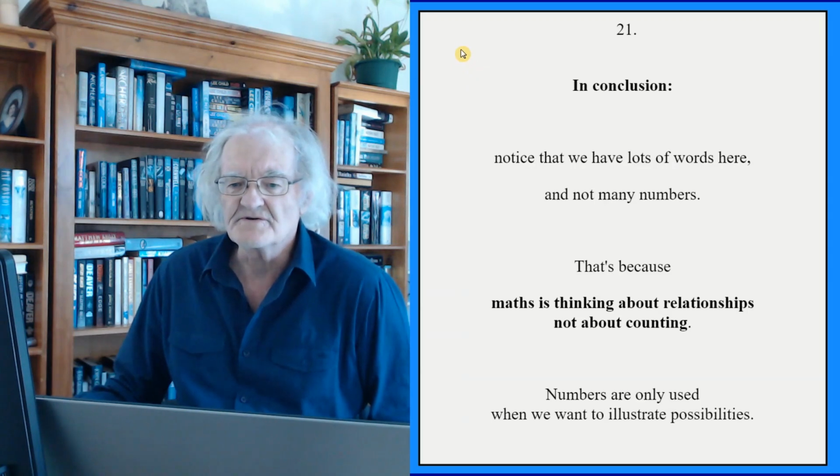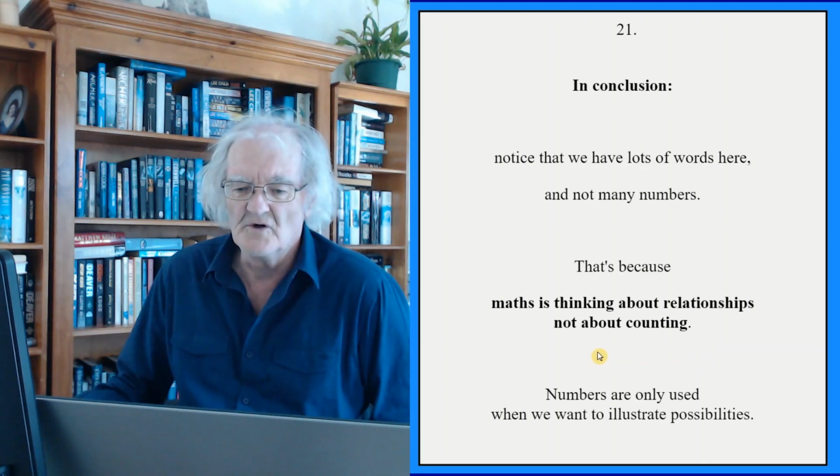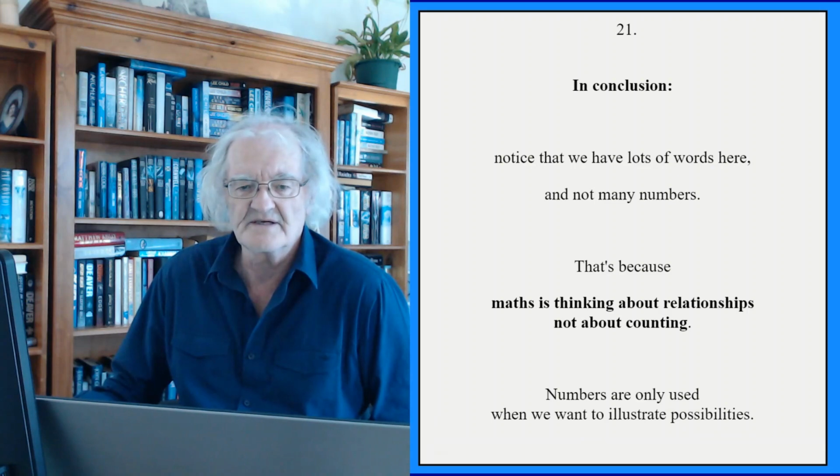In conclusion, notice that we have lots of words here and not many numbers. That's because maths is thinking about relationships and not about counting. Numbers are only used when we want to illustrate possibilities. That is important. Numbers are only used when we want to indicate possibilities.